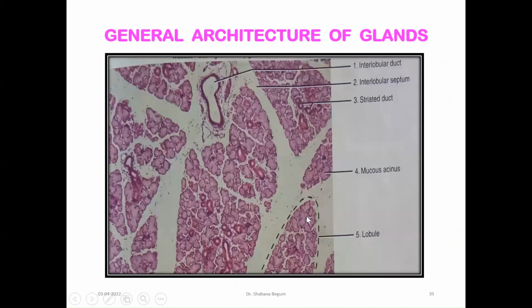So this is the general architecture of the gland. We can see these are the lobules, and they are separated by the interlobular septa. And in between two lobules, we have an interlobular duct. And inside a lobule, the duct present is the intralobular duct.